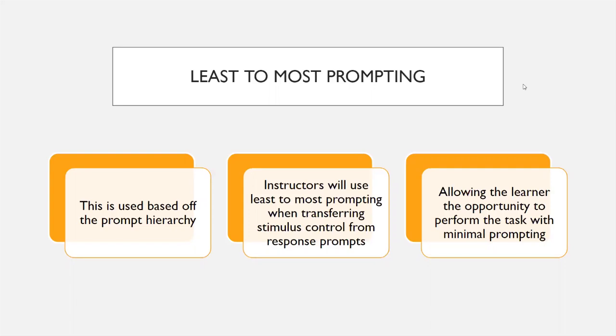For least to most prompting, this is used based off the prompt hierarchy. RBTs will most likely use least to most prompting when transferring stimulus control from response prompts, allowing the learner the opportunity to perform the tasks with minimal prompting. So for example, the RBT might use a gestural prompt versus using a full physical prompt when teaching how to clean up toys.